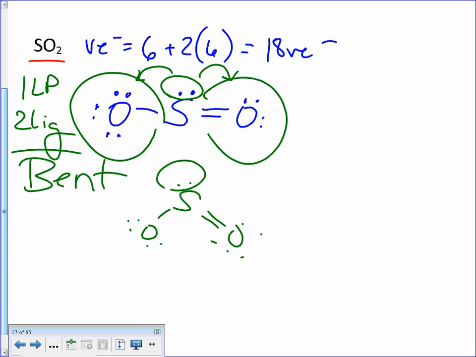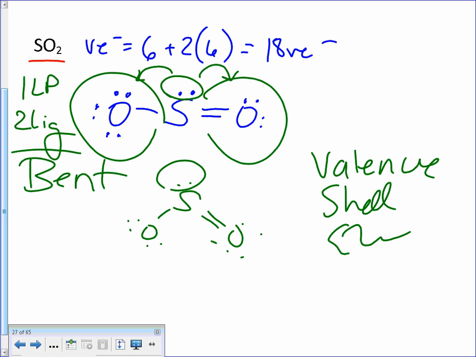Looks like that. Okay, so that bent shape is important. There's something else I was going to tell you here. Why does this come into play with that whole VSEPR theory? What does VSEPR mean again? Valence shell electron pair repulsion, right? It's repelling. That's where the repulsion part comes in.